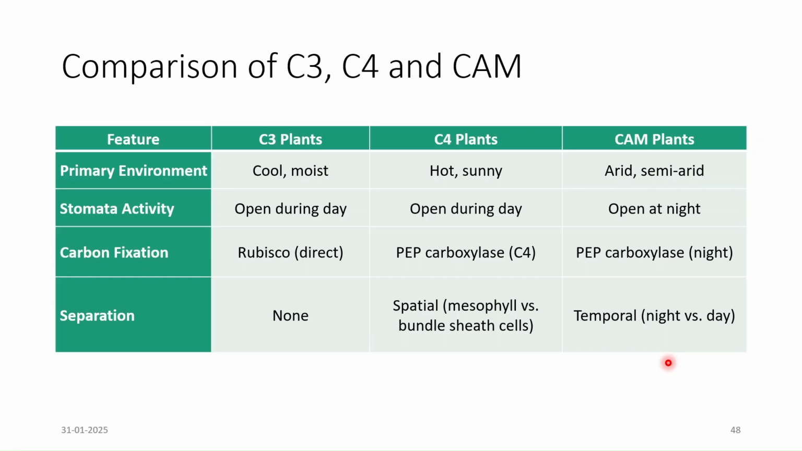There's light dependent reaction and Calvin cycle, but in case of C4 and CAM, we have a separation. In C4 you have spatial separation. That is, the initial PEP reaction is happening in the mesophyll cells, and the Calvin cycle is happening in the bundle sheath cells. In CAM plants, there is no difference in the cells where it is happening, but temporal variation is there. Carbon dioxide is getting fixed in the night time, and the Calvin cycle is happening in the daytime.